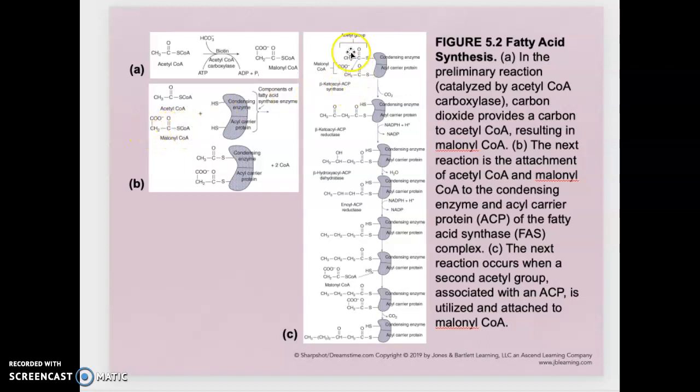If you come onto this step 3 box and go all the way down, you see this is what's attached to that condensing enzyme and the carrier protein, and now our chain is getting much longer. Our malonyl coenzyme A keeps attaching and attaching, and then we have this long chain. So essentially this is how fatty acids are created within the body.